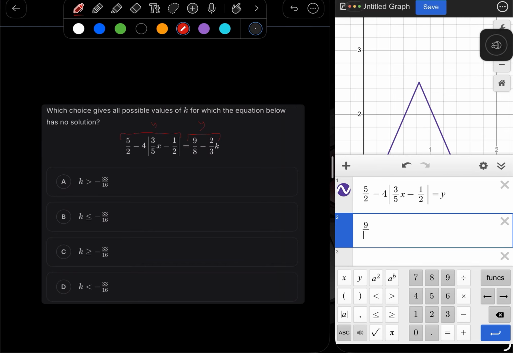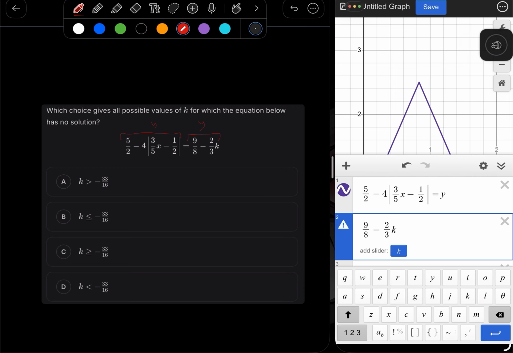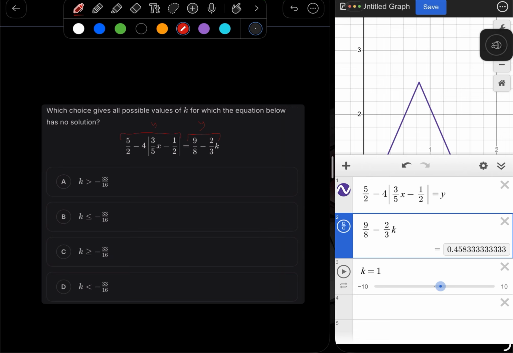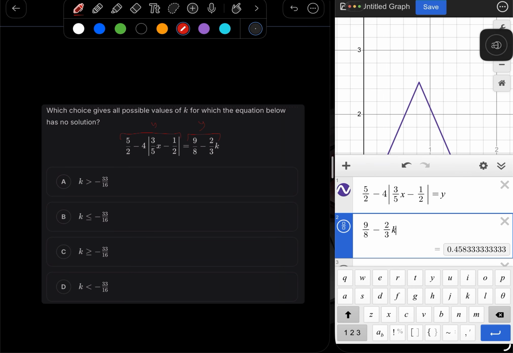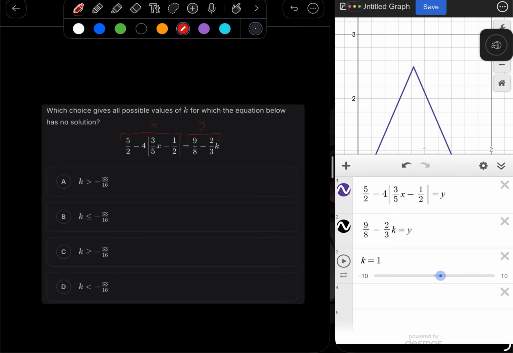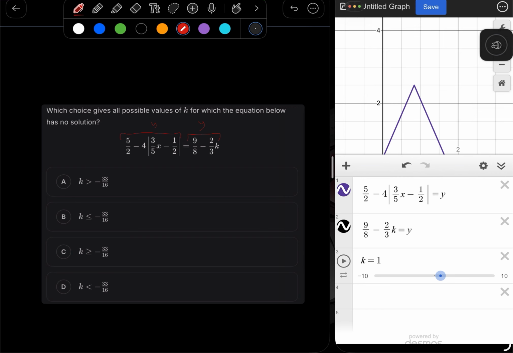But likewise, let's do the same here. So 9 over 8 minus 2 over 3 k equals y. Actually, when you write k, it's going to give you the option to add the slider. Do that, because it's a constant. So again, we have our slider here, and we have the two equations. Now we have to find the range of k where these equations don't have a solution.